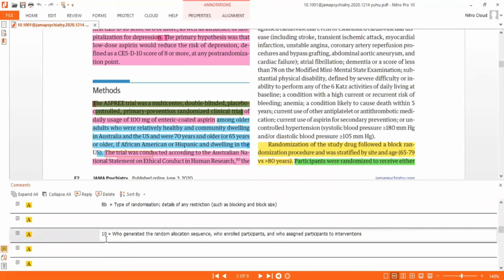Next, point 10, who generated the random allocation sequence, who enrolled participants, and who assigned participants to intervention. The trial was conducted according to the Australian National Statement on Ethical Conduct in Human Research.